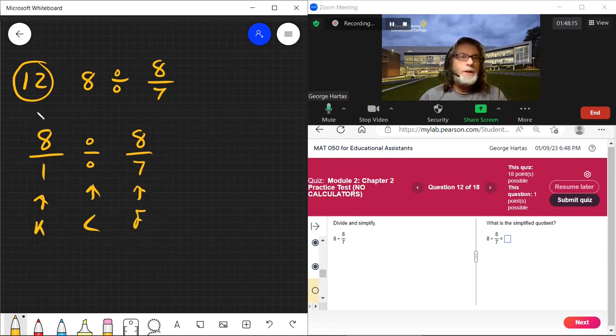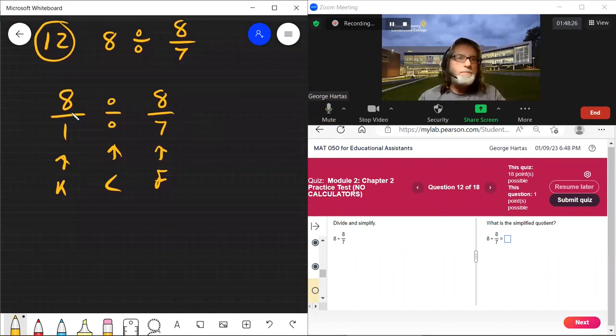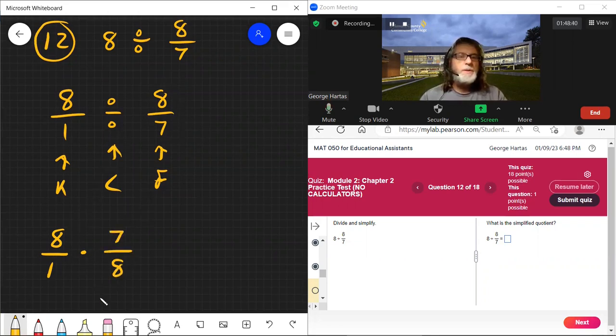We're going to keep the left fraction, change division to multiplication, flip the fraction for this side here. So let's do that a little bit further down. So 8 over 1 remains the same. Change division to multiplication. Flip this upside down. This becomes 7/8. So now we have a multiplication problem. We're going to reduce before we multiply across like we did before.